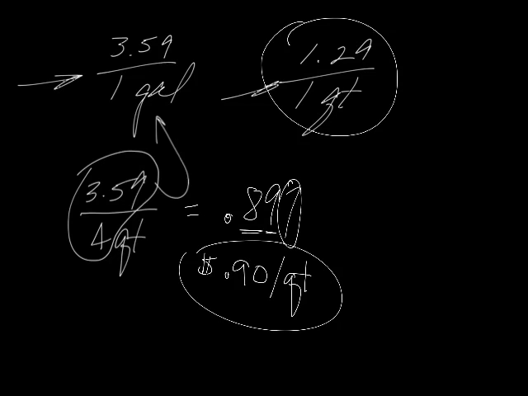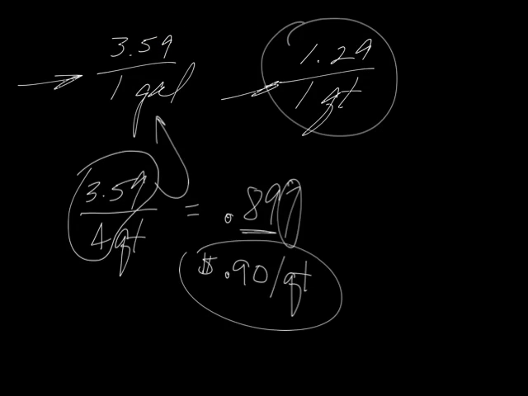Another thing you could do is, if you wanted to change quarts to gallons, instead of changing gallons to quarts over here, just make this 4 and multiply that, or make 1 times 4 is 4 quarts, and that would give you a gallon. Then multiply $1.29 times 4, and you would end up with $5.16 per gallon compared to $3.59.